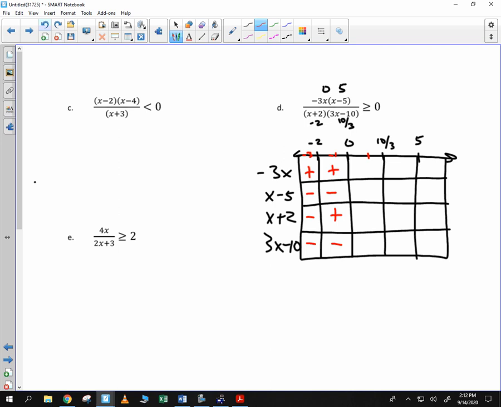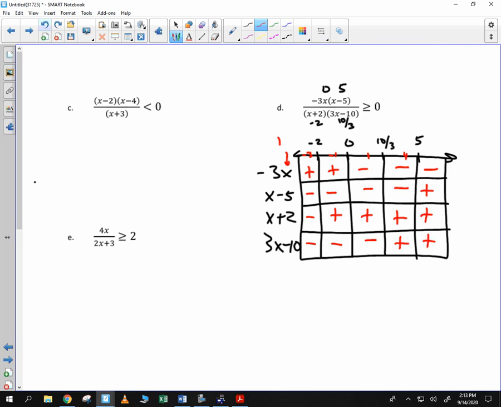I try 1. And again, if you're wondering what I'm doing, I'm taking 1 and I'm plugging it in for x down here. Negative 3 times 1 is negative. 1 minus 5 is negative. 1 plus 2 is positive. And 3 times 1 is 3, minus 10 is negative. Try plugging in 4. I get a negative. I get a negative. I get a positive. I get a positive. And I try plugging in 6. I get a negative. I get a positive. Get a positive and a positive.